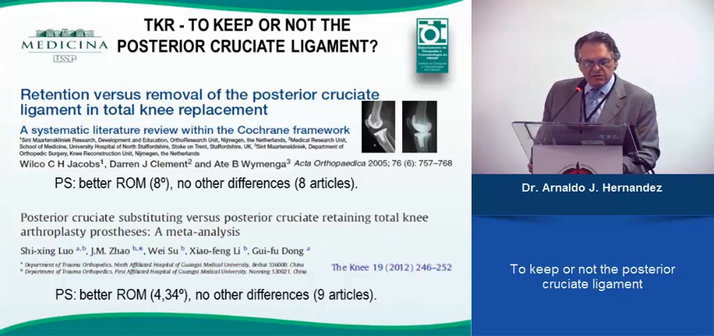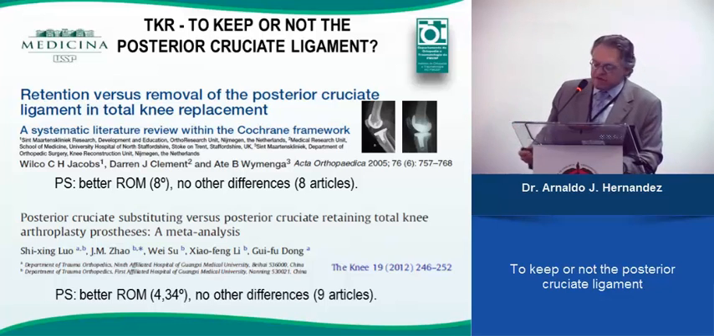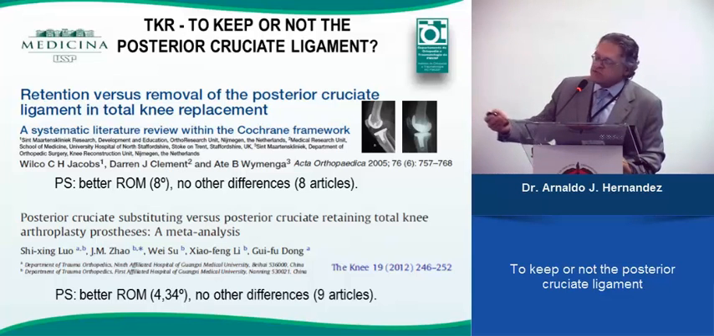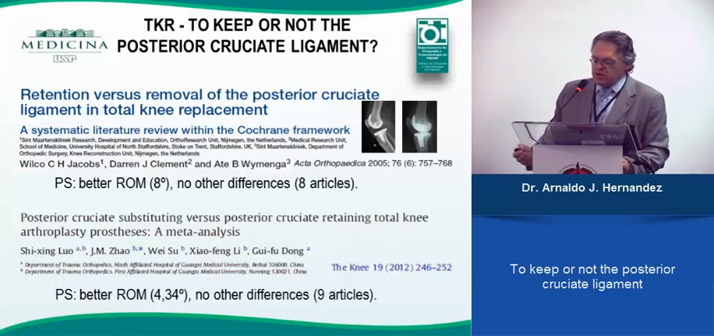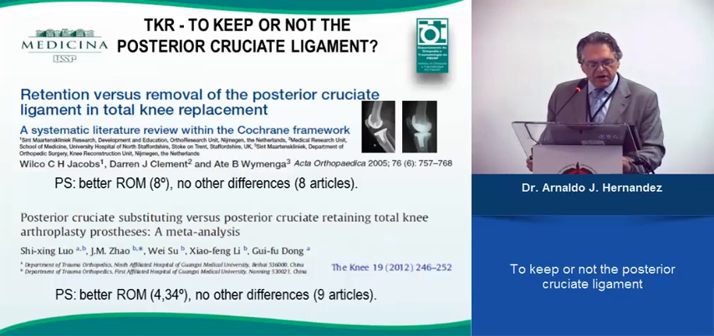Let's go to some reviews and some meta-analyses more recently. This is a meta-analysis from the Cochrane Foundation of 2005. And in this meta-analysis, you find that the PS knee has a little bit more range of movement, 8 degrees. 8 degrees is very important for someone that has only 70 degrees of flexion. But if you have 115, 120, it's not so important. But they found no other difference, looking at two articles that had the conditions to be studied. In a more recent review, 2012, they found a better range of movement, not so big as they found some years ago, and no other difference, also in 9 articles they could study.